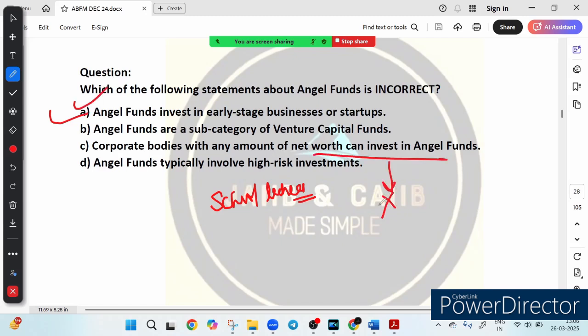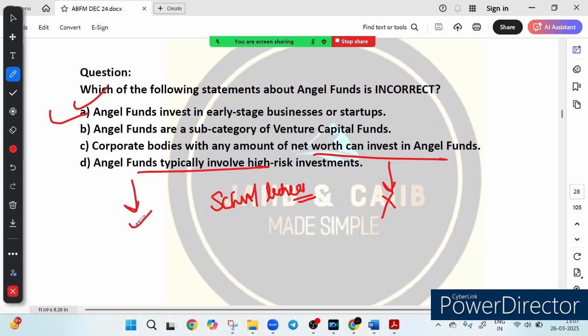Angel funds have a strict investor eligibility rule. Only high net worth individuals, right, or companies with a strong financial position can invest. For example, a company with just 5 lakh in net worth trying to invest in an angel fund is not allowed, right? Option D, angel funds involve high risk investment.